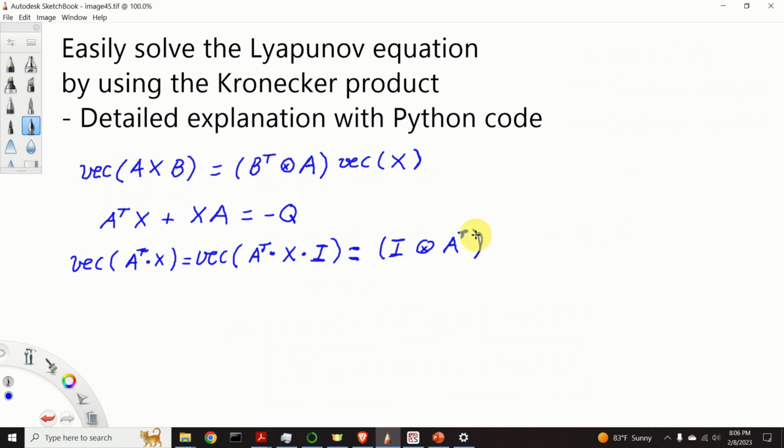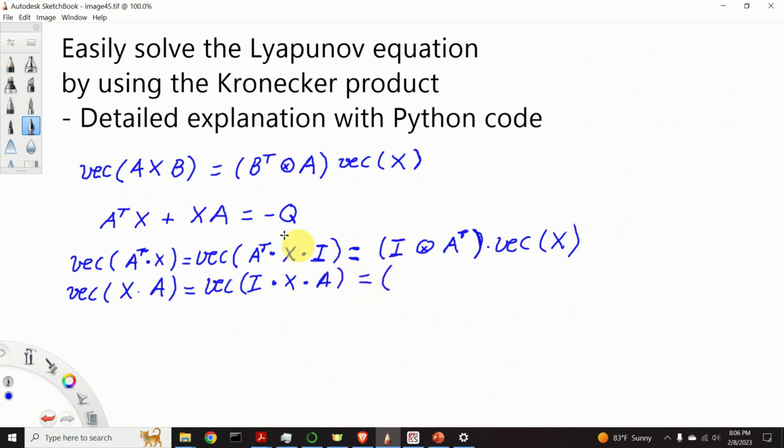And let's see what do we have. We have multiplying vec x. Okay, how about this term over here? What is vec of x times A? Vec of x times A is vec of identity times x times A, and that's precisely equal to, let's apply the formula. Our A is now identity and our B is A. Let's see what do we have here.